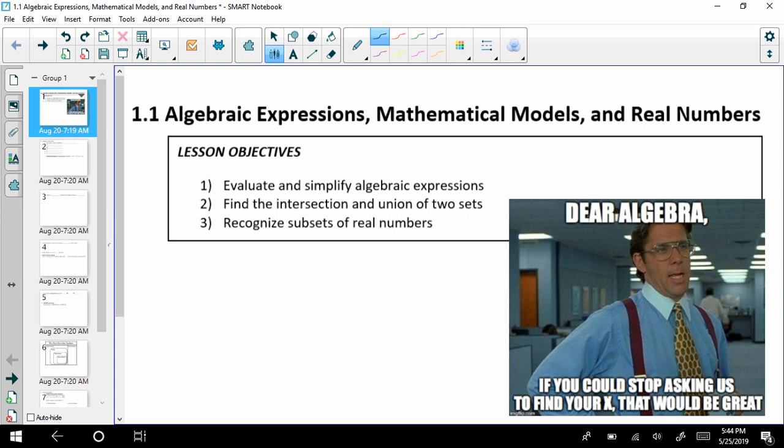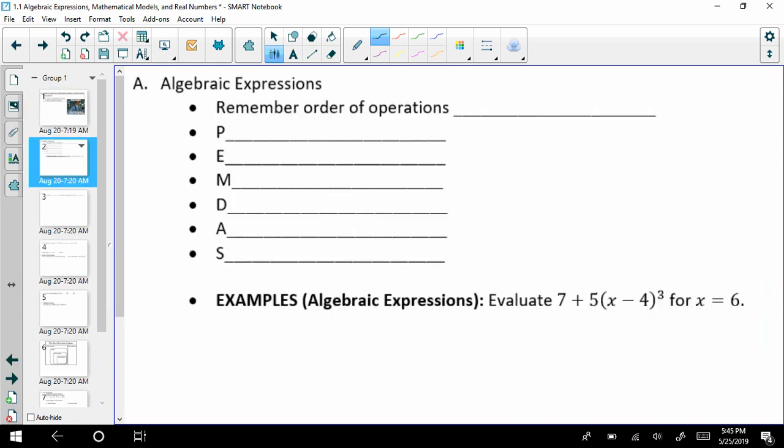This first unit will be basic concepts of algebra, or skills that we'll need for the rest of the class. Unit 1.1 is on algebraic expressions, and one of the biggest objectives today is just to be able to evaluate and simplify them. The next objective is to find the intersection and union of two sets, which by the end of this lesson you'll know what those words mean. And the final objective is to recognize subsets of real numbers, which is just a fancy way of saying, can you classify numbers? So let's just jump right into it.